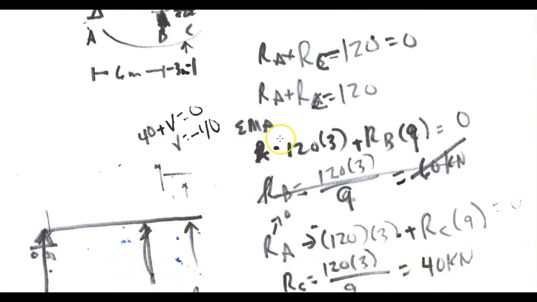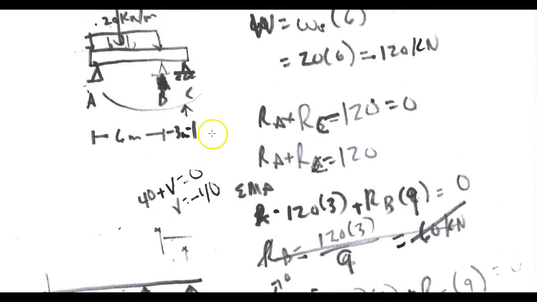So we do that. We say the summation of moments about point A equals 0. So we have the equivalent point load, 120 kilonewtons, times its distance from point A, which is 3 meters. And if you look at the diagram again, you'll see that that rotation would be clockwise, meaning it's negative.